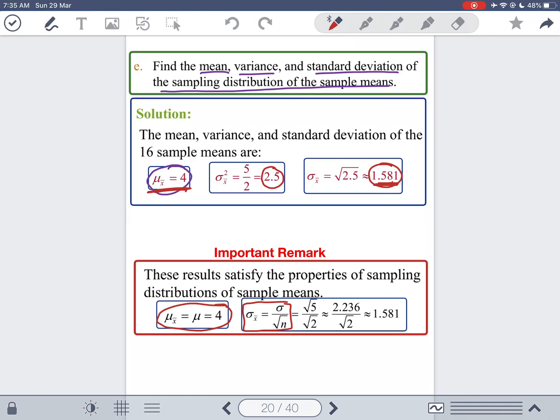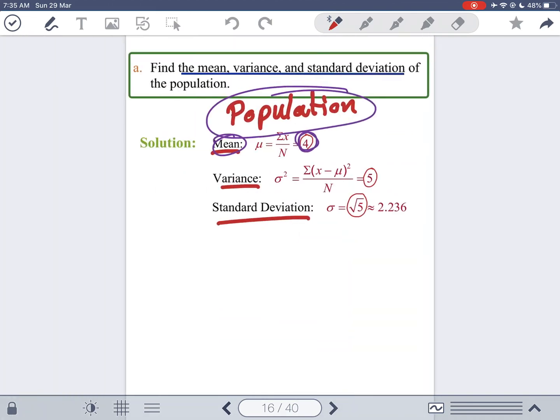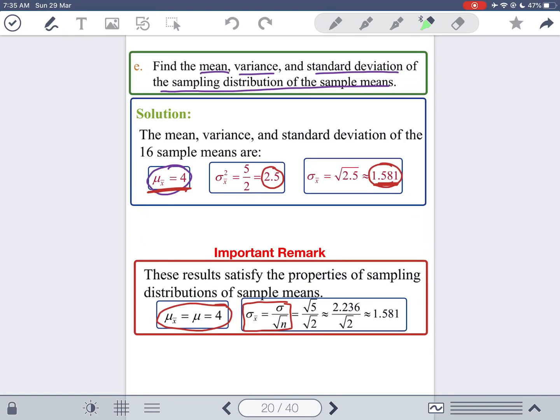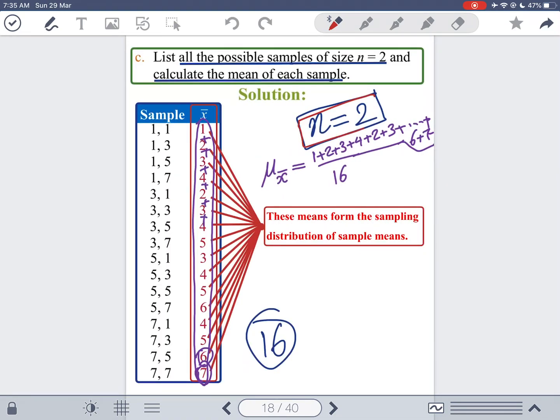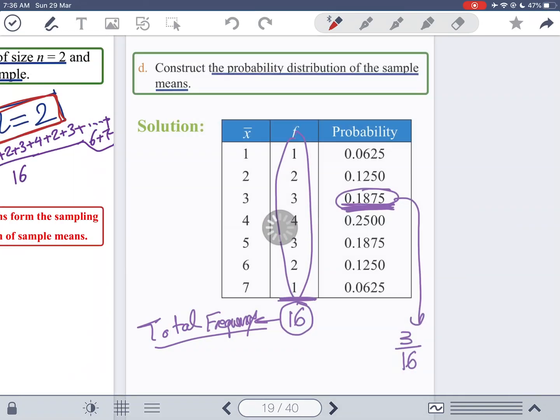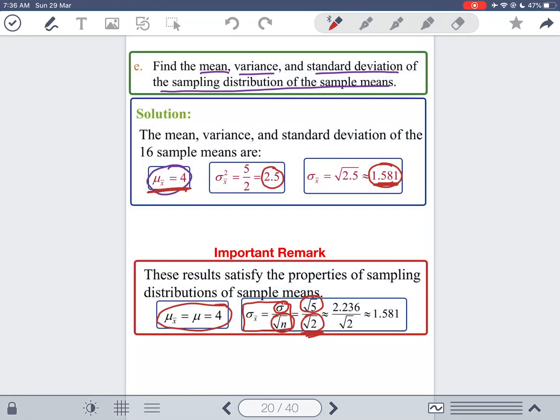And if you remember, what was sigma? The population standard deviation. It was radical 5. You see it here. Okay, and you just use the formula. Divide sigma, which is radical 5, by the square root of the sample size, which is square root of 2, because if you remember, we took 2 as n. So our sample size is 2. That's why we divide by radical 2, and then we get approximately 1.581.